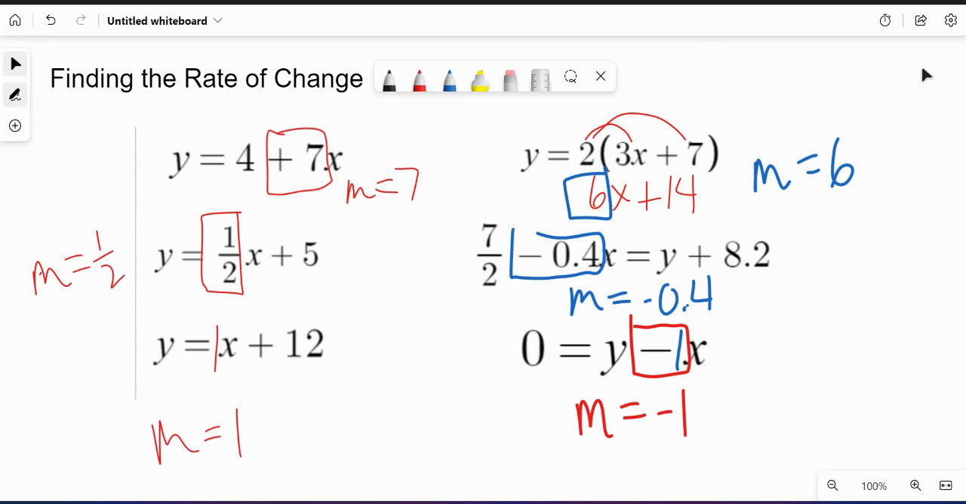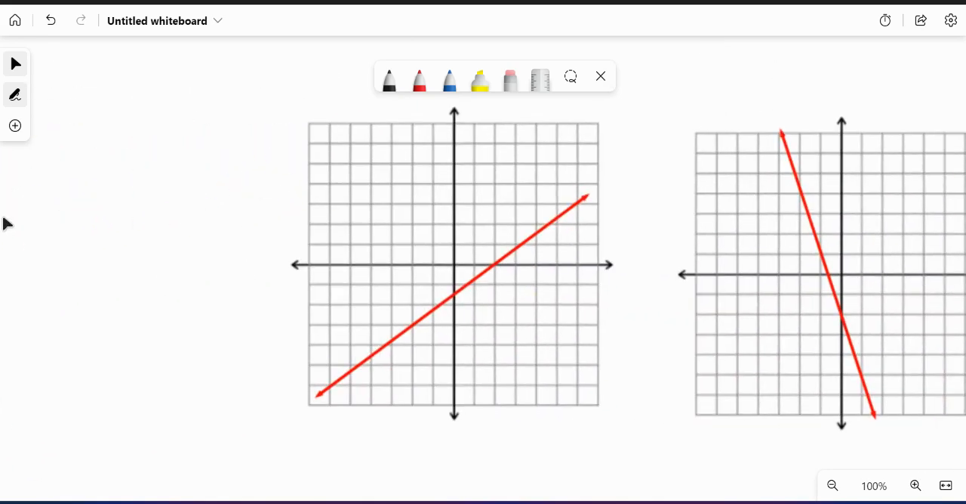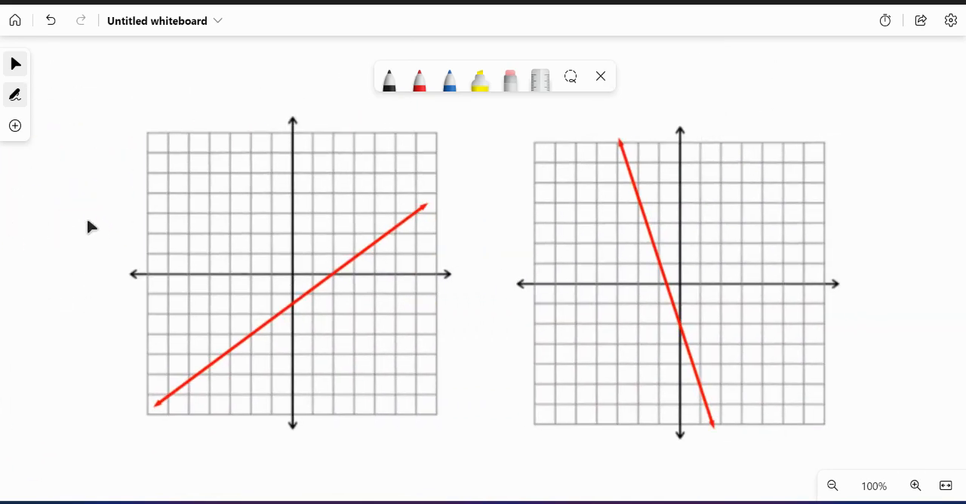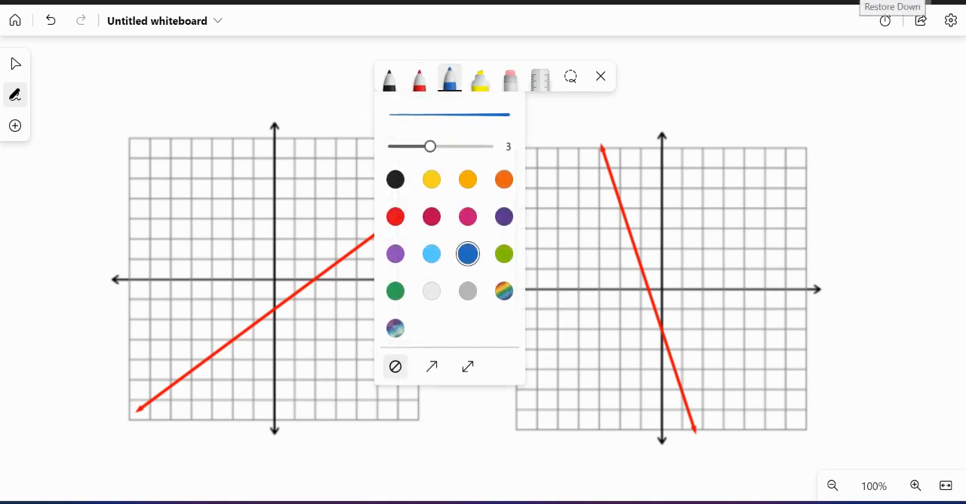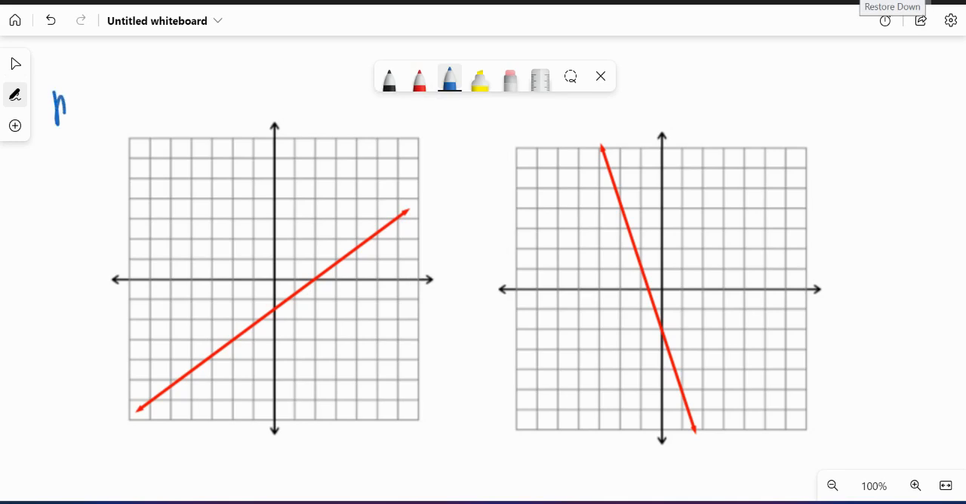Now let's look at some graphs. So we have two graphs here. And as you heard me say before, another word for rate of change is slope. So m is also called the rate. It's also called the slope. And the reason why it's called the slope is because you're measuring the steepness of these lines. So in order to do that, we have to pick 2 points, and they should be going up at a constant rate.